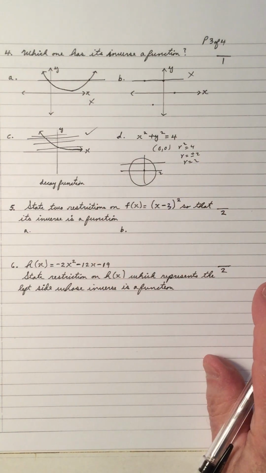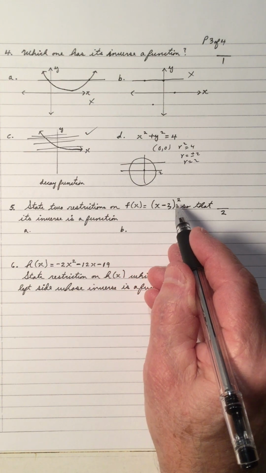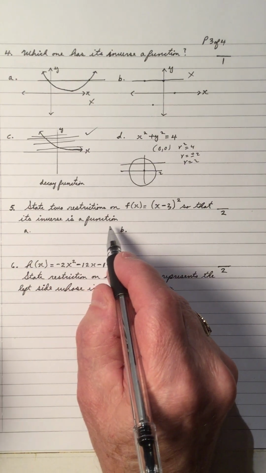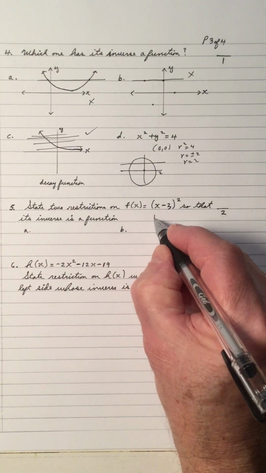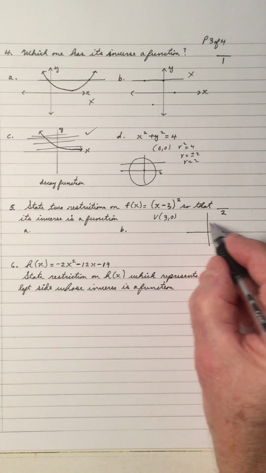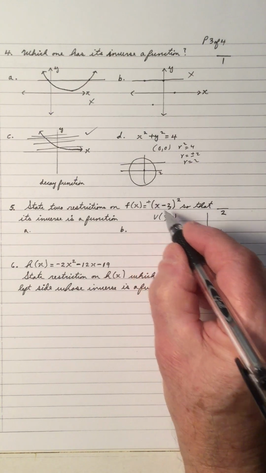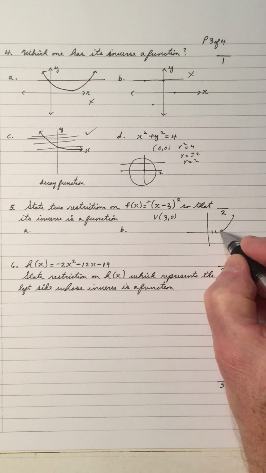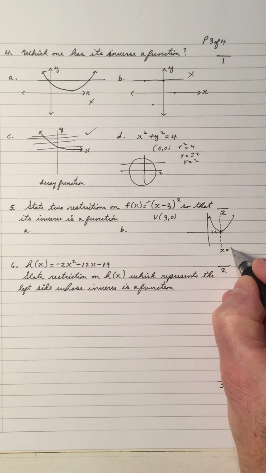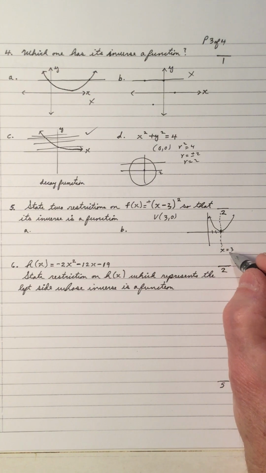Give yourself a mark. State two restrictions on f of x equals x minus 3, all squared, so that its inverse is not a function. Okay, let's look at it. We have a vertex of 3, 0. So let's look at the graph. The x coordinate is 3. Let's say there, 3, 0. This is a plus, so it opens up. So there it is. So the restriction is the x coordinate of the vertex, x equals 3. So the restriction is on the axis of symmetry, or the x coordinate of the vertex. So the restriction is at 3.